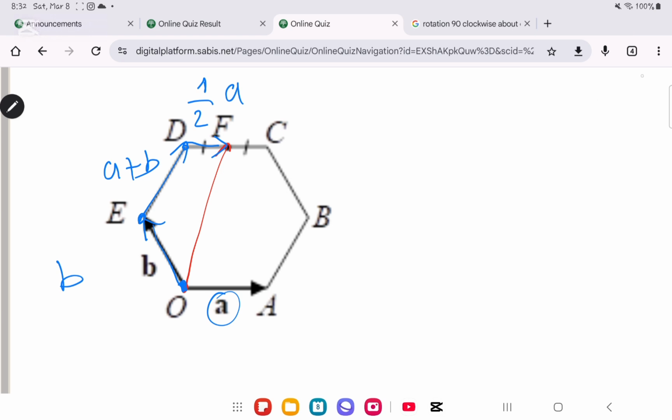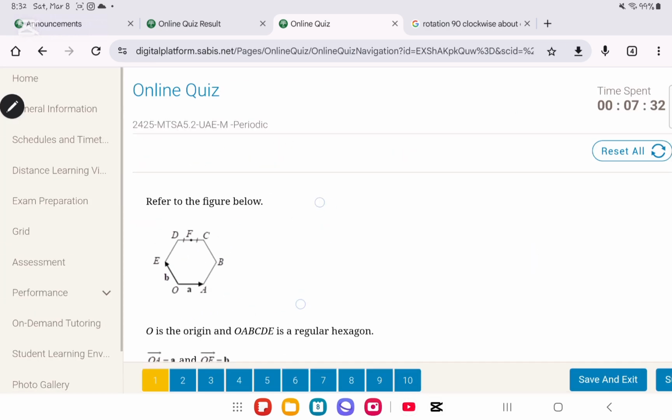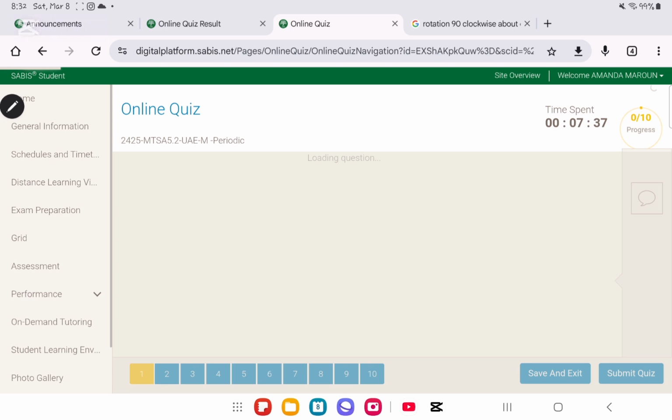So what you are going to do is add them together. It's going to be B plus A plus B plus 1 over 2A. So this will give us 3 over 2A plus 2B. Very simply, this is our answer. So it is 3 over 2A plus 2B.